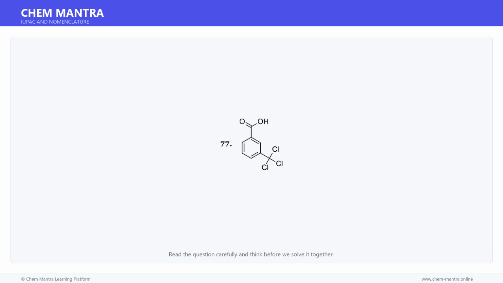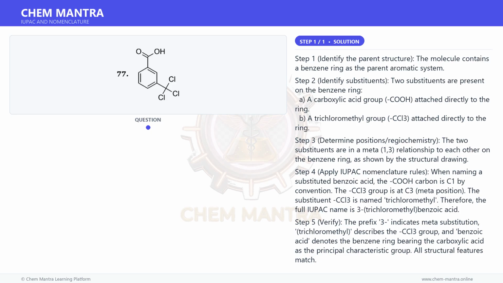Here is a question. Read it carefully and think about the answer. Let us solve it step by step. Let us begin solving this step by step. Step 1. Identify the parent structure.